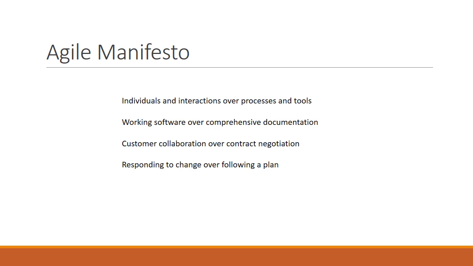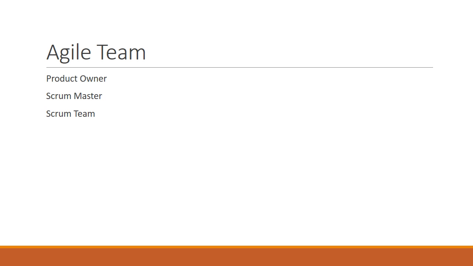But with Agile and the iterative approach, and we'll get into that. With the Agile team, you have basically three roles: the product owner, the Scrum Master, and the Scrum team. The product owner is responsible for that list of items that go into those iterations. Those are called the product backlog, which we'll get into a little bit more shortly.